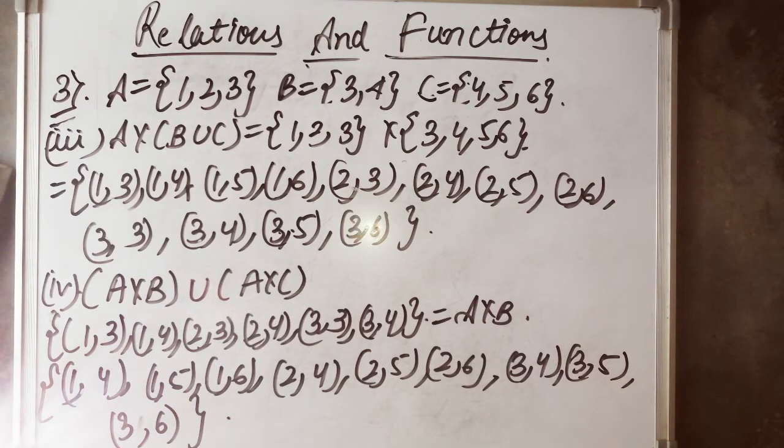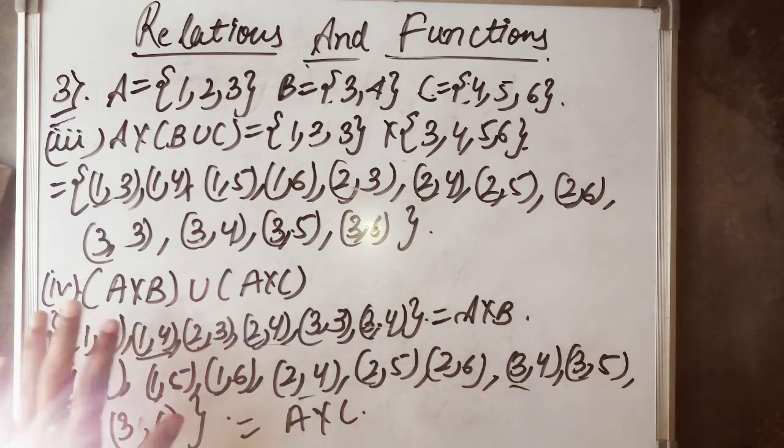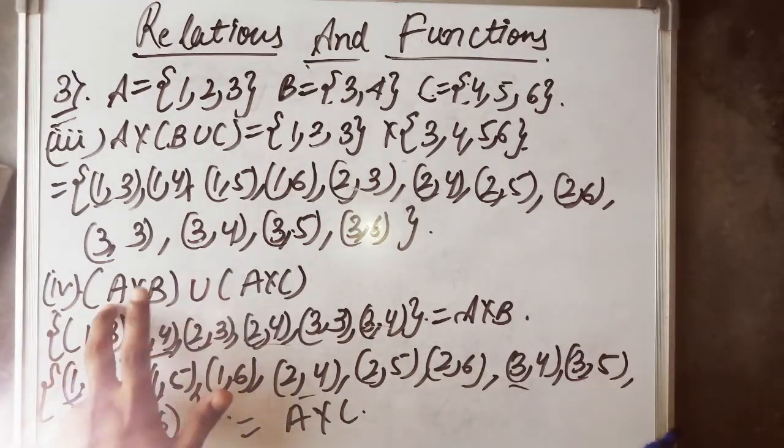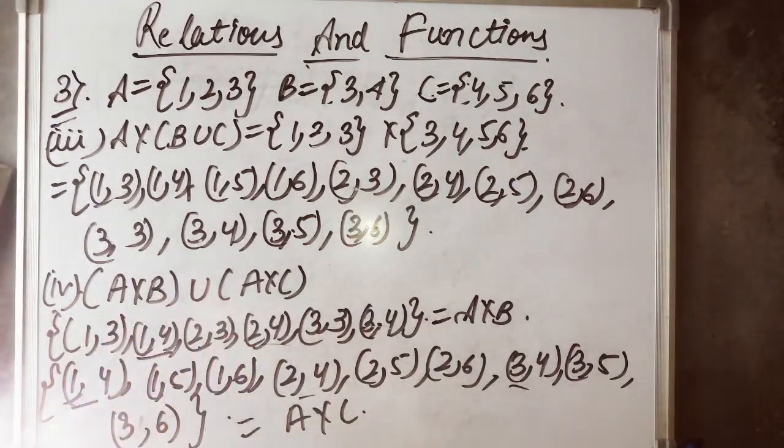Okay, now we need to find out its union, A cross C, which is we need to write down the elements together, but do not repeat a single subset twice, as (1,4), (2,4), (3,4). Don't repeat these elements, okay? And I give the work of finding out the union of A cross B and A cross C to you guys, okay?